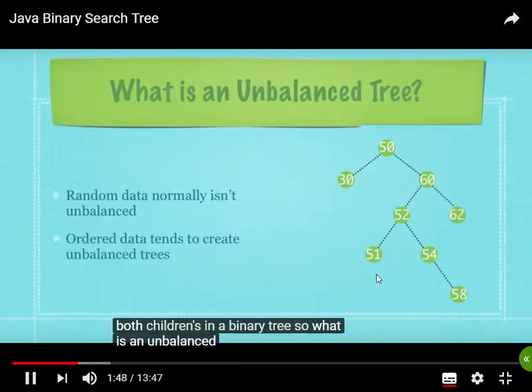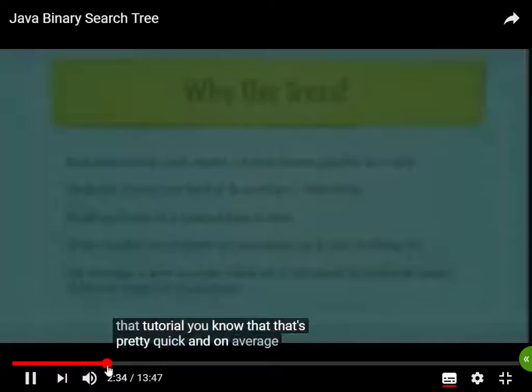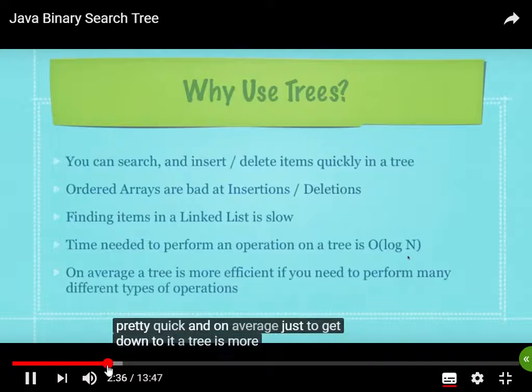So what is an unbalanced tree? Well, normally random data isn't going to create what is known as on average, just to get down to it, a tree is more efficient.